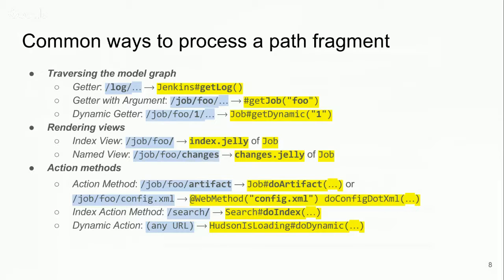There's the dynamic action. It handles basically any URL. The idea here is you want complete control over what happens in the current object. One of the examples is while Jenkins is loading or restarting, it only shows a screen saying Jenkins is loading or Jenkins is restarting and nothing else, no matter what specific URL you're navigating to. And that is done using doDynamic. The order in which I presented these here is not the order in which Stapler tries to access them. Rather, it's the order by the kind of method accessed. I will go back to the priority order in a few slides.